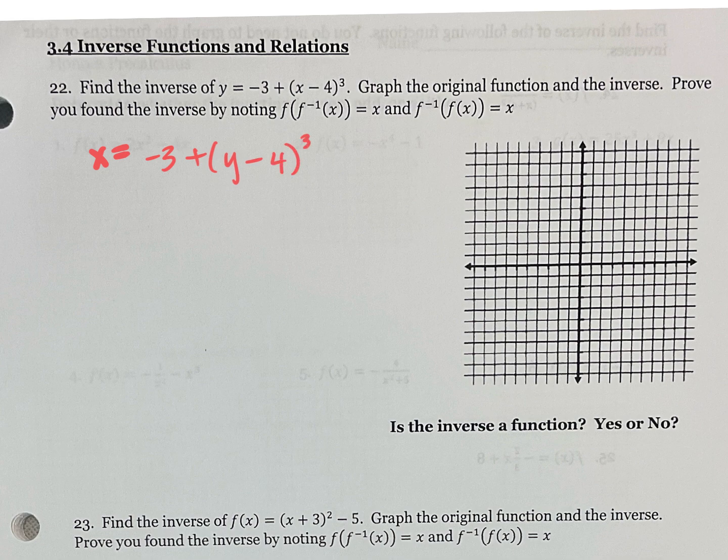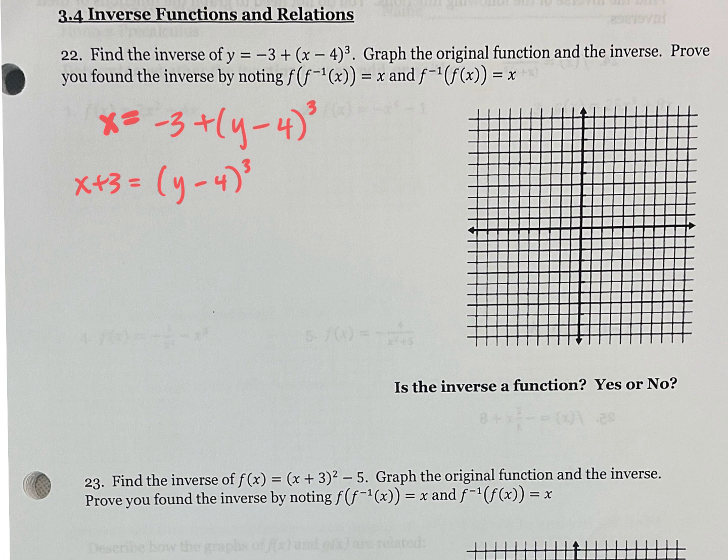So we switch the x and the y first, then we get y by itself. How are we getting y by itself? What do you want to do first? You know it. Add that 3. X plus 3. Then I got it cubed. How do I get rid of the cube? Cube root. We got the cube root of x plus 3 equals y minus 4.